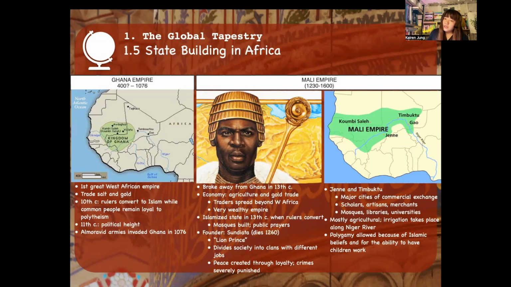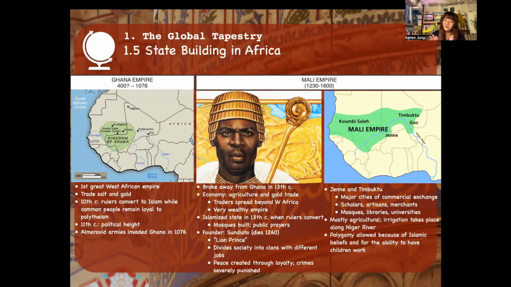Right. Jenne and Timbuktu were the two main trading cities, and they were major cities of commercial exchange. You had scholars, artisans, merchants, mosques, libraries, and universities. It was mostly agricultural. Irrigation would take place along the Niger River. Polygamy was allowed because of the Islamic beliefs according to Sharia law, and also the ability to have children work.